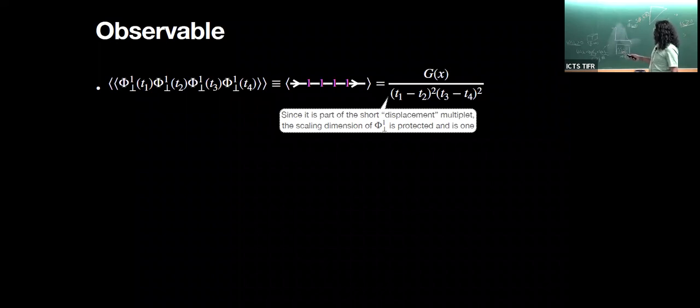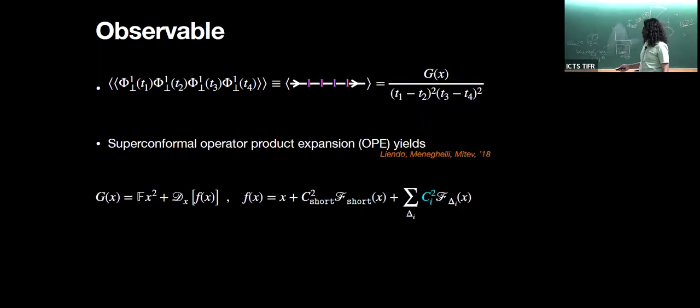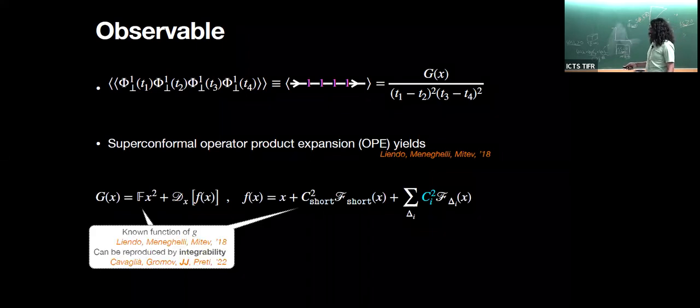As I said, you can write it as an arbitrary function G of the 1D conformal cross ratio. And then, because it's a superconformal CFT, you can also do the superconformal OPE. That was done by these authors here, and they managed to write G of X, after doing the superconformal OPE, in the following way. Now let me explain what this is. F over here is a known function of g.